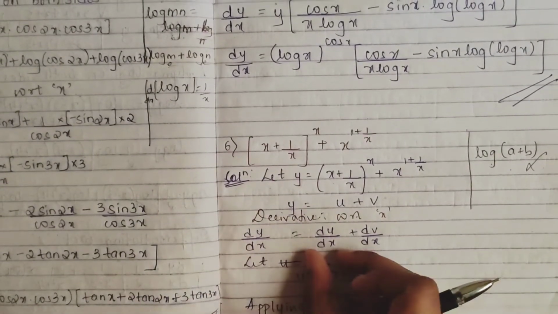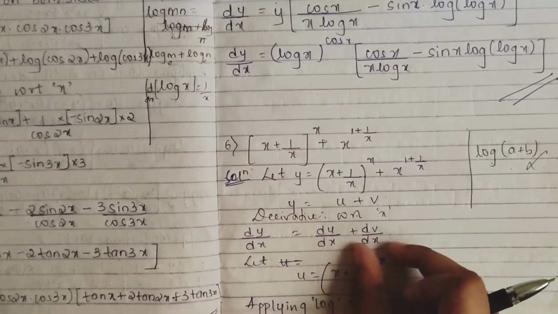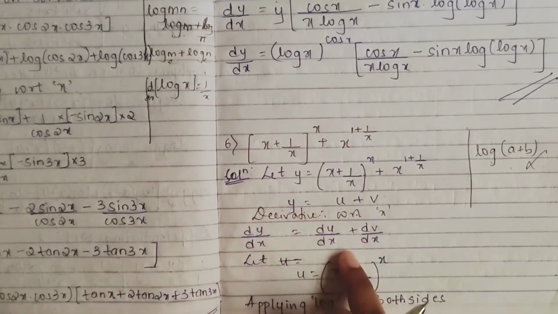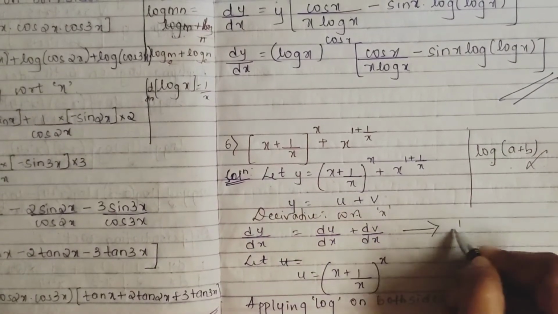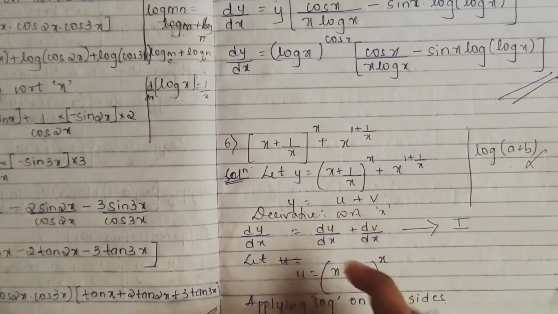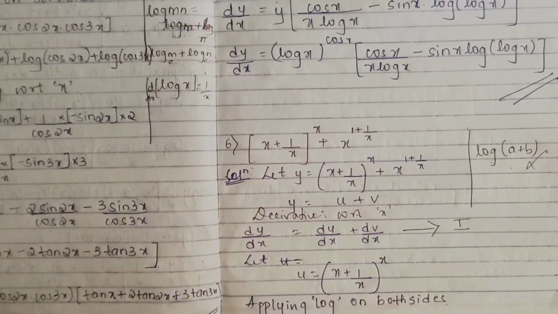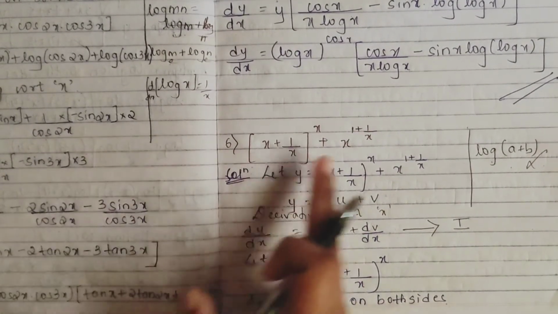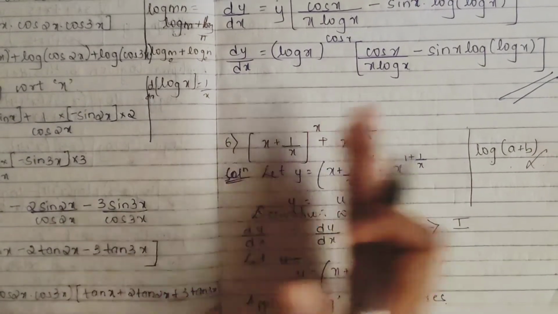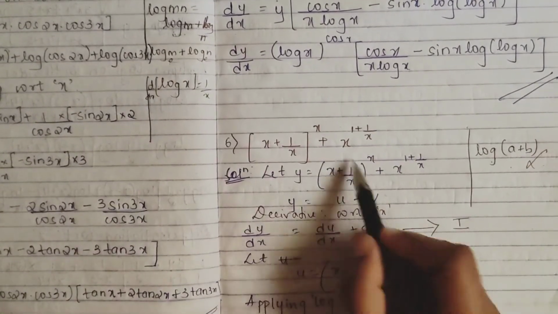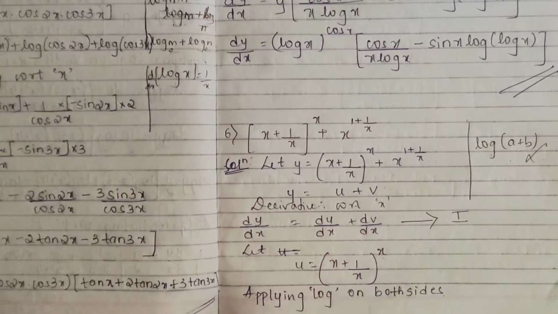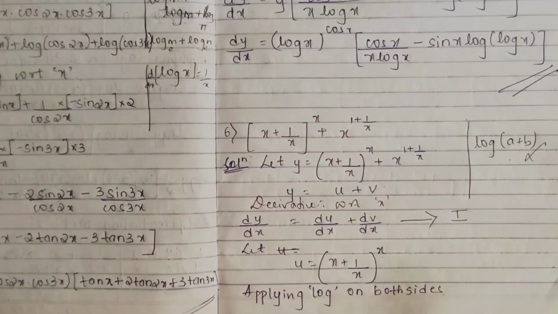So now we will find our du by dx and dv by dx separately and then put them in this whole equation. You can take this as equation Roman number 1, and then you will get the value of your dy by dx. We can't directly apply log for this because we don't have any formula for it, so we are doing it separately. So first let us consider u is equal to (x plus 1 by x) whole raised to x. Same procedure, applying log on both sides.